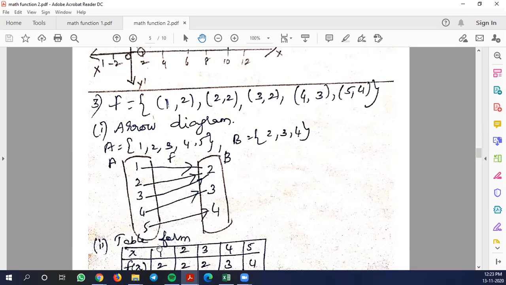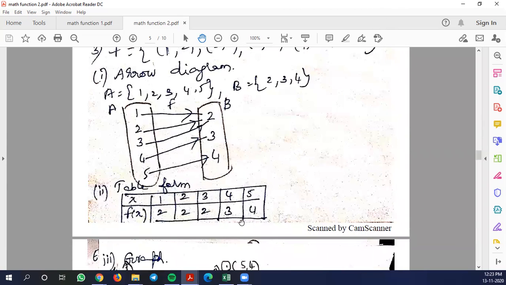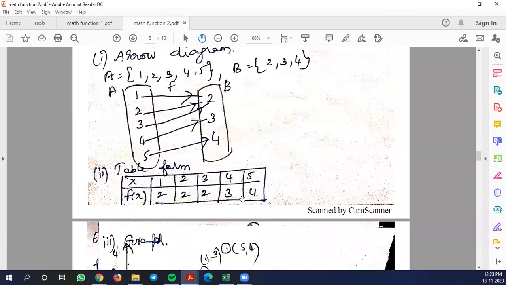Then the table form. Here again, you see the first one, the same ordered pairs only. x and f of x: 1, 2, 2, 2, 3, 2, 4, 3 and 5, 4. That's all. Then the graphical representation is also asked here. So I think you can draw this one graph.